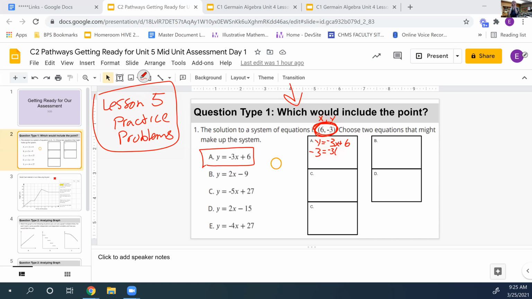Is anyone alive out there? Can anyone hear me? Very good, Matthias. Yes, it's going to be a 6. Very good. So I have -3 is equal to -3 times 6 plus 6. What's -3 times 6?